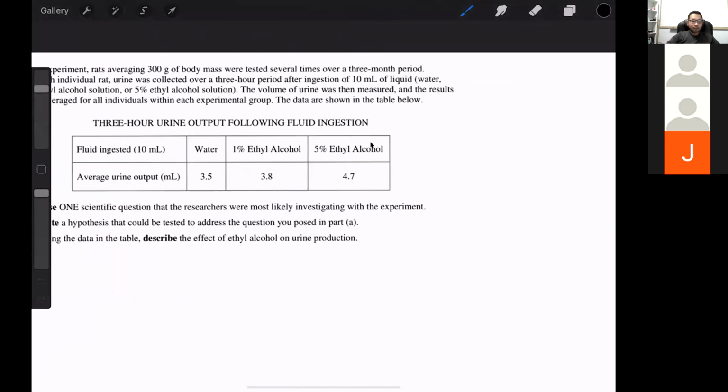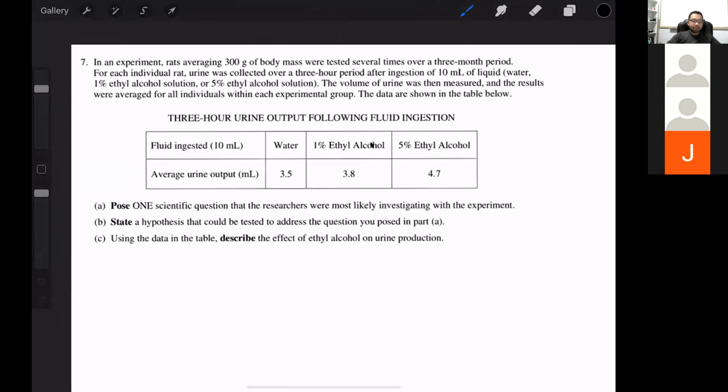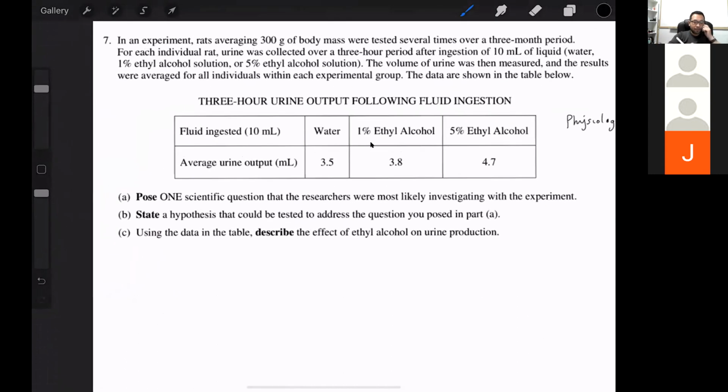All right, so question number 7 is fairly simple. Again, this is a little bit of physiology, so I'm not going to dwell on this question too much. However, I do want to say that, from the experimental perspective, the one scientific question we can ask, and I know you guys all did really well here, so I'm going to go through this very quickly, is: what is the effect of ethyl alcohol on urine formation or urine output?